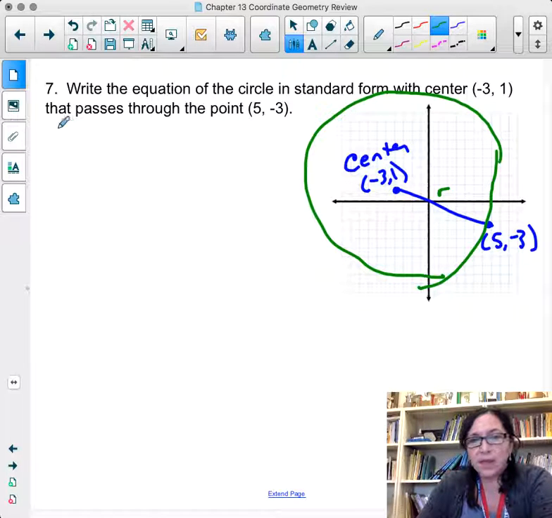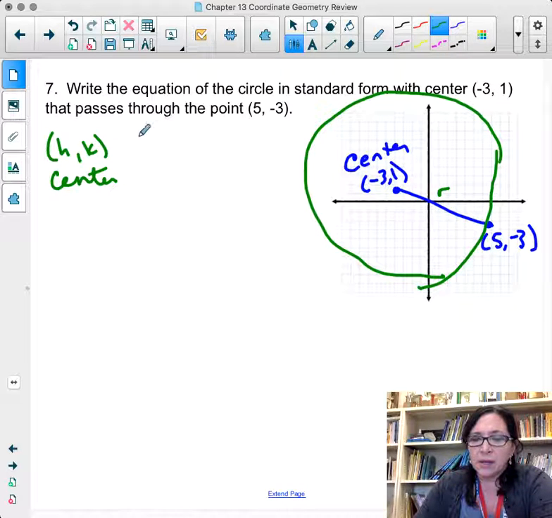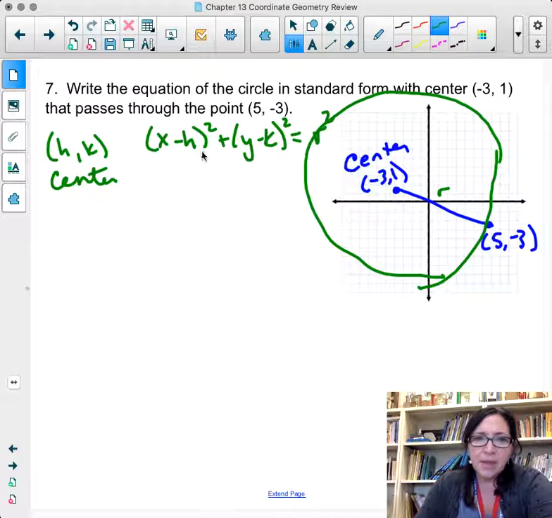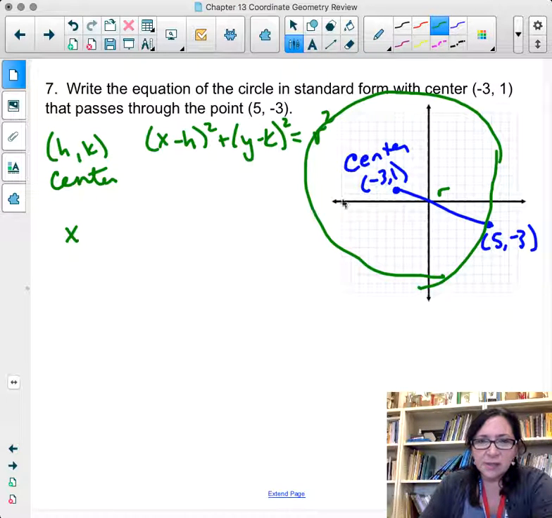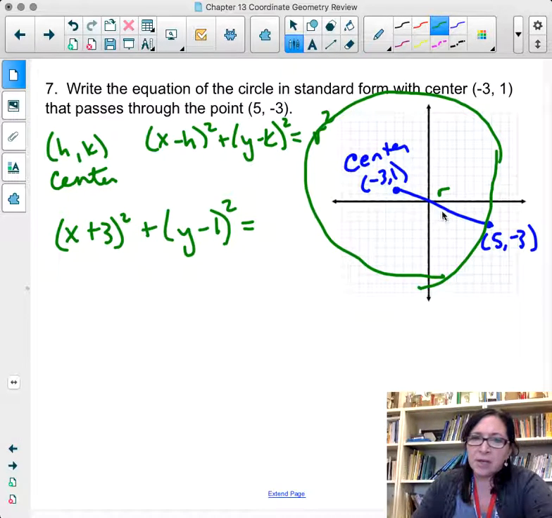Number one, given the equation, let's say h, k is my center. The equation in standard form says that x minus h quantity squared plus y minus k quantity squared is equal to my radius squared, okay? This is my center, so I'm going to plug that in first. So I have x, do the opposite, see? That's your h, k. So that's going to be x plus 3 quantity squared plus y minus 1 quantity squared is equal to my radius squared. So I need to find r.